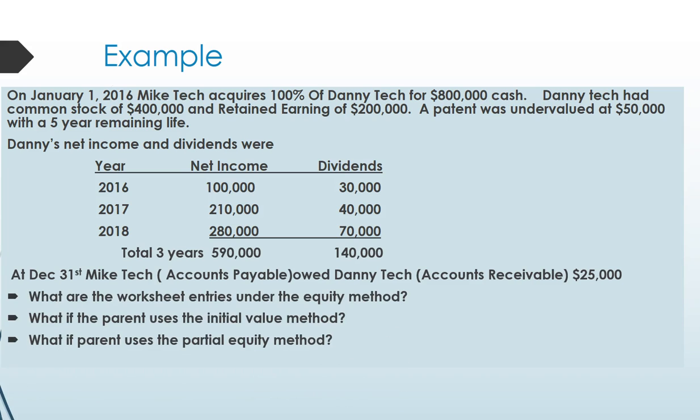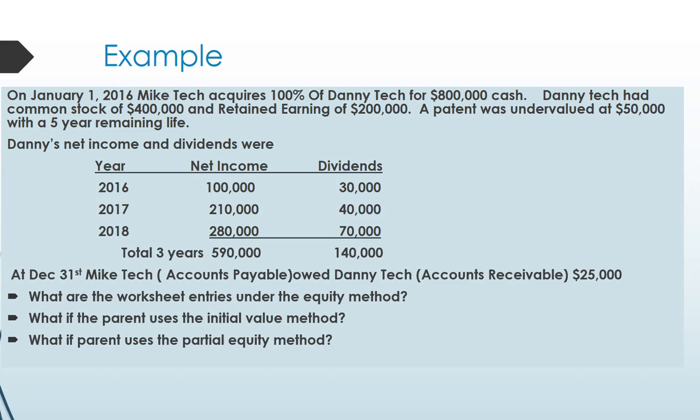Well, we need to look at the worksheet entries in terms of what happens if the parent uses the equity method, which means that they record the initial investment and adjust the investment account for their share of the sub's net income, less any dividends, and when we use the equity method, dividends are treated as a reduction in the investment account, not as income. And we also have to subtract out any amortization of undervalued assets.